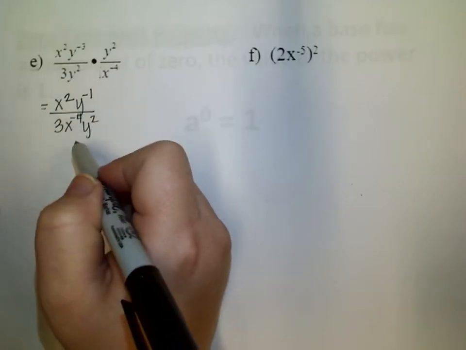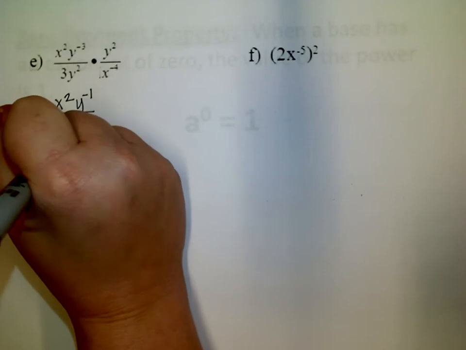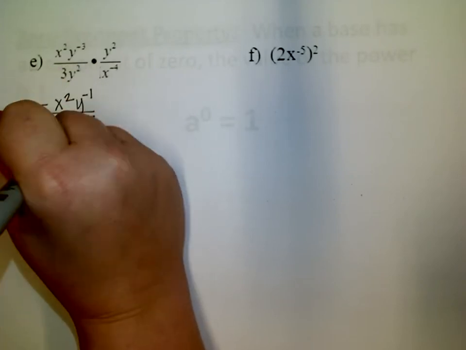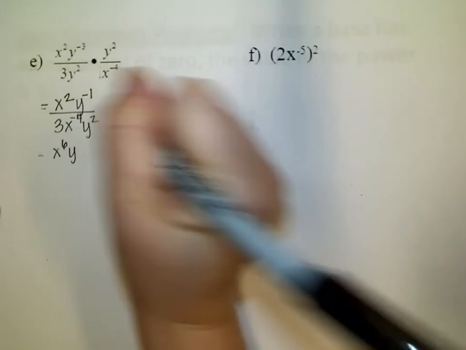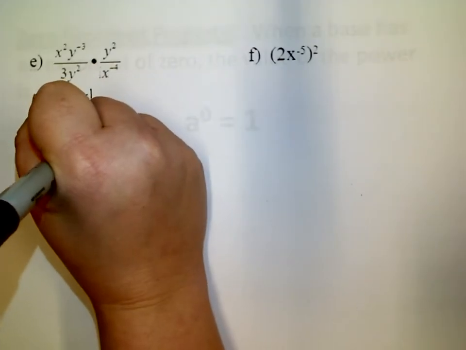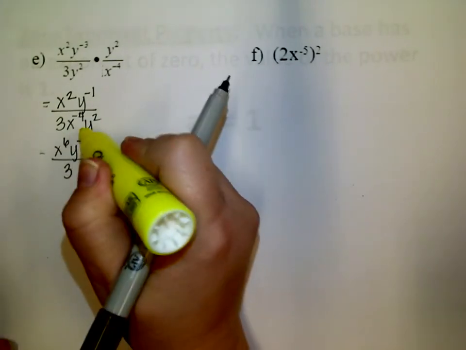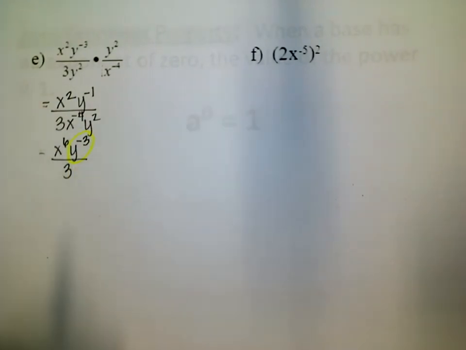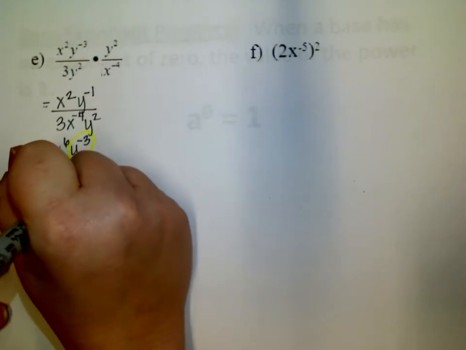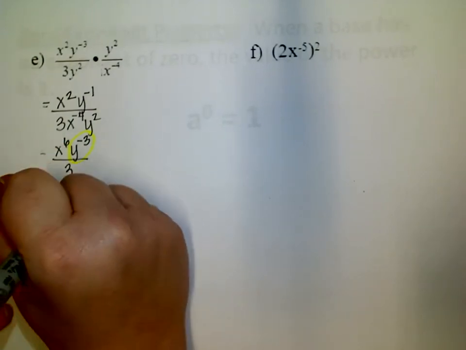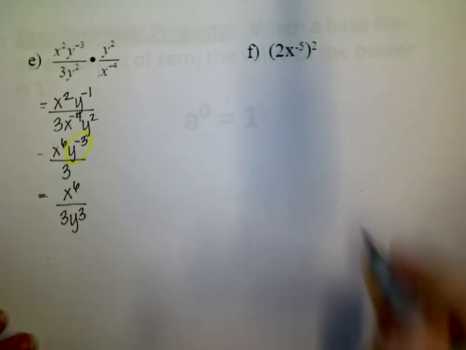Now we need to look at our exponents. 2 minus negative 4 gives me x to the positive 6th. Negative 1 minus 2 gives me y to the negative 3, over 3. And then again, this y to the negative 3 has to move down to the bottom. So our final answer here would be x to the 6th over 3y to the 3rd.